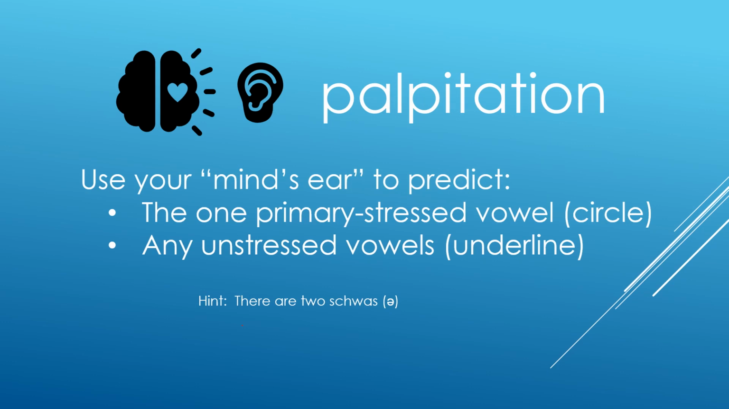Let's play Guess the Schwa with this word. I would like for you to write this word down on a piece of paper. Write it down. Now I want you to use your mind's ear to predict the one primary stressed vowel. We know there's only one per word, and circle that vowel. And now I want you to predict if there are any schwas, so any unstressed vowels, underline those. Here's a hint. There are 2 vowels that are unstressed, bringing them down to the schwa sound.